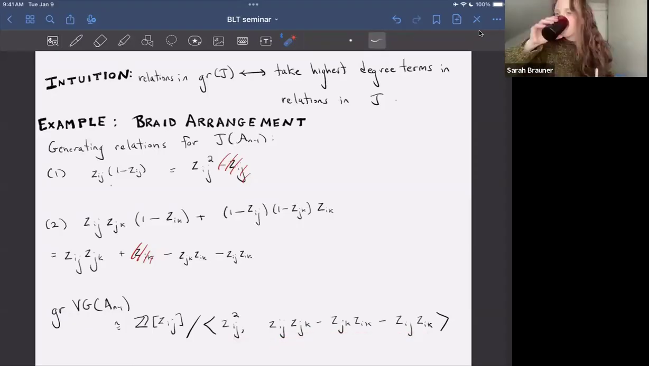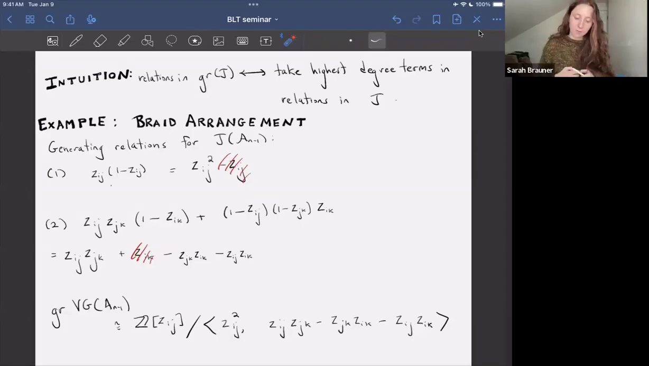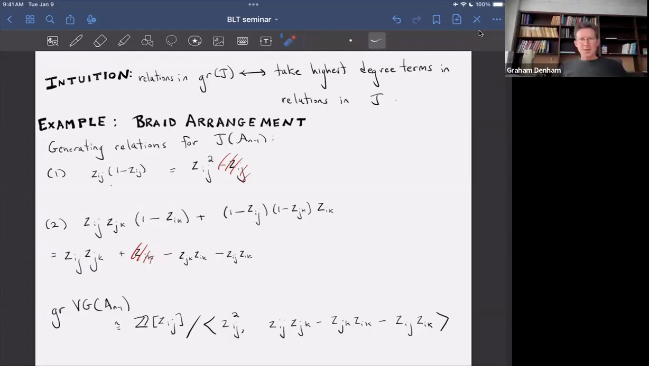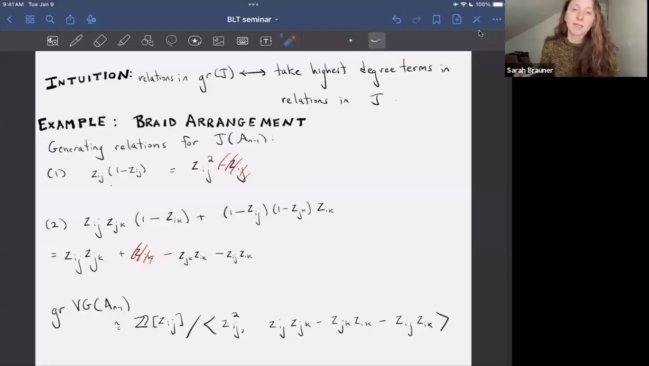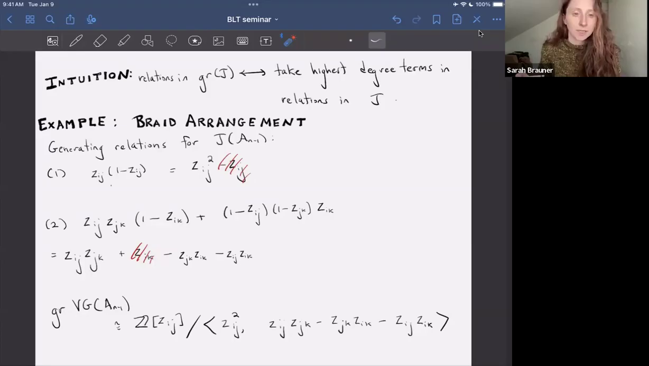Any questions about this? So these form a Gröbner basis? Yeah, there's a Gröbner basis, and it's given by the NBC sets of the arrangement. So it's just like the basis in the Orlik-Solomon case, exactly. And I'll get to the similarities of those two presentations in a second. Other questions? Okay.